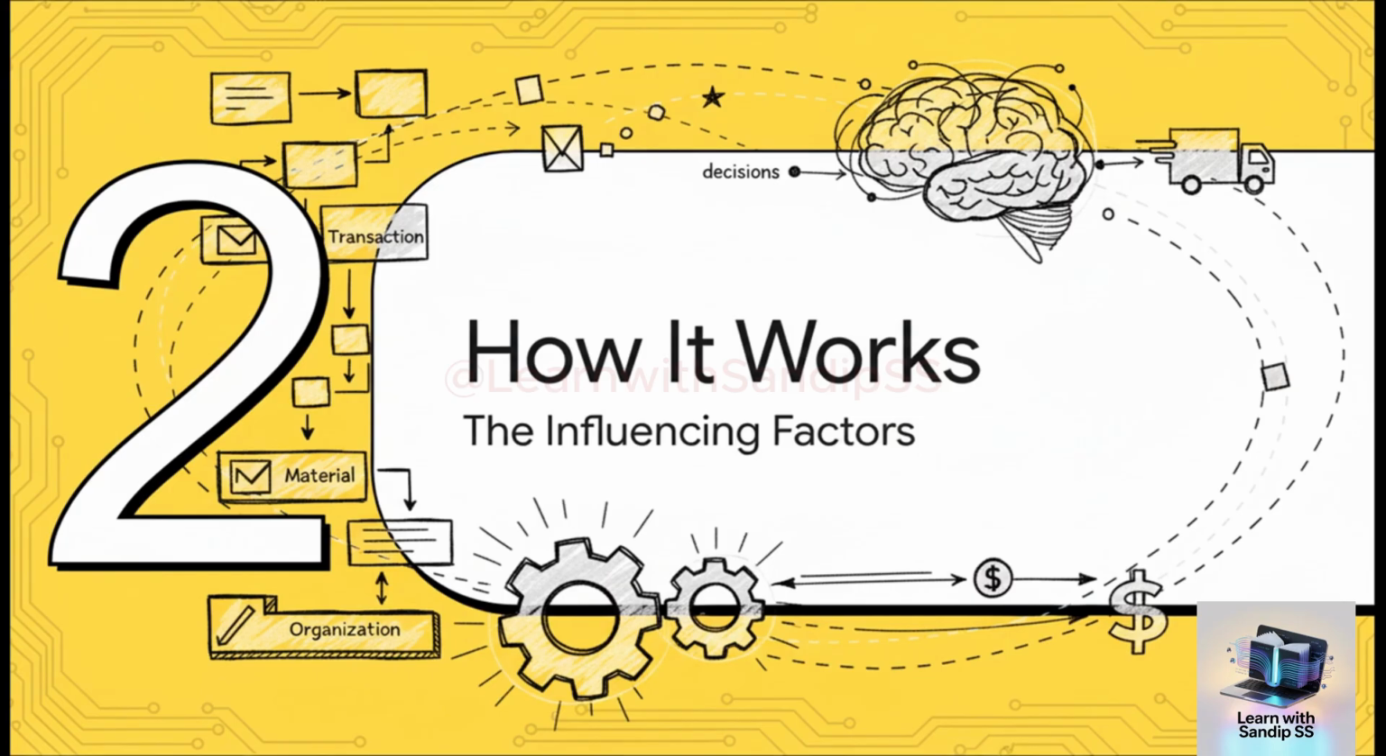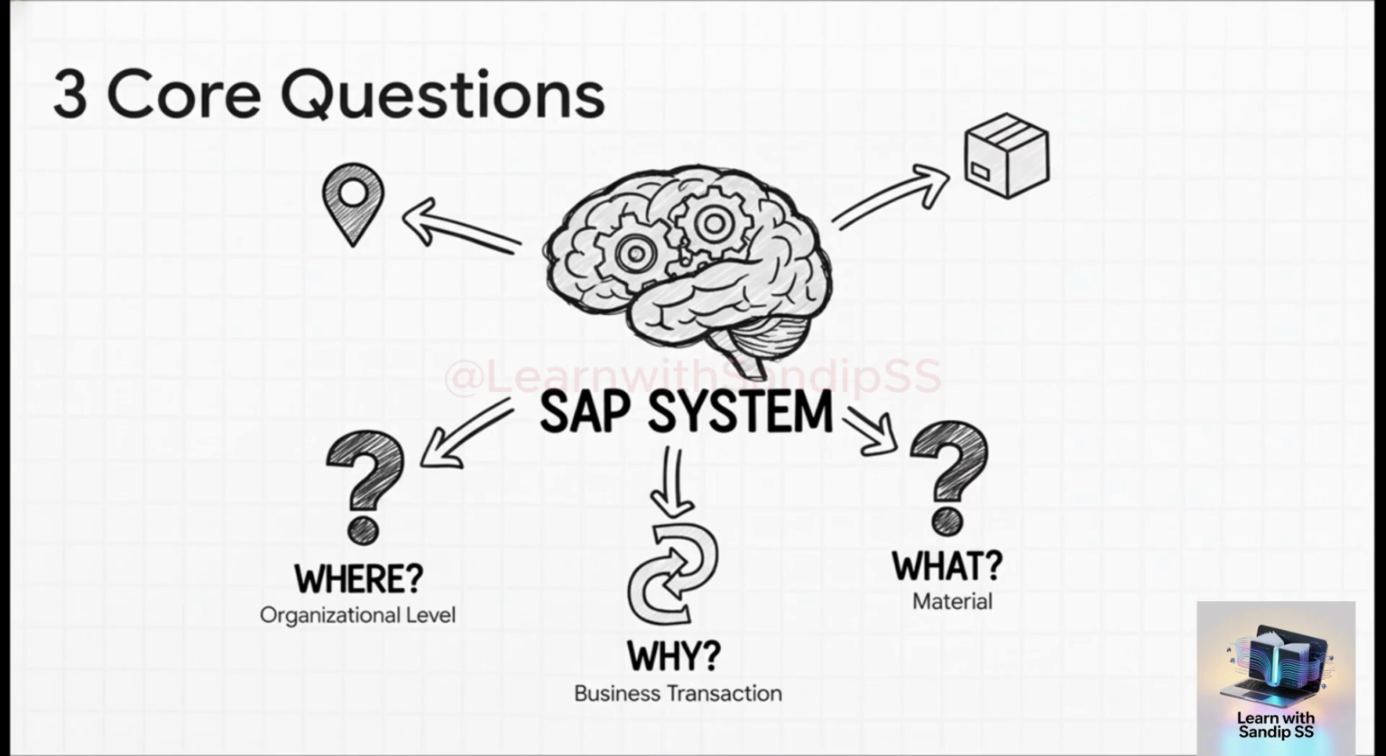Okay, so we know what it does, we know why it's so vital, but how does it actually work? What pieces of information does SAP use to make these critical decisions all by itself? Let's get into the mechanics. So for every single transaction, the system basically asks itself three simple questions. First, where did this happen? That points to your organizational structure. Second, what material was involved? This looks at the specifics of the item itself. And third, why did this thing move? This one defines the business context.